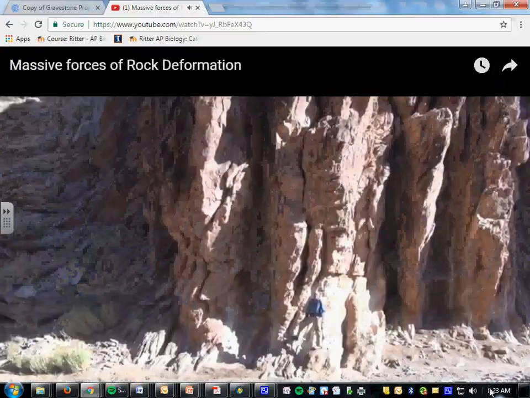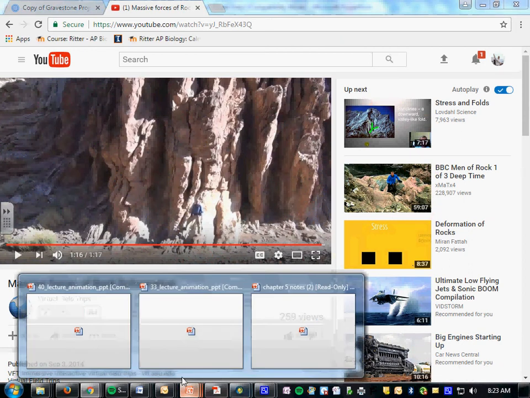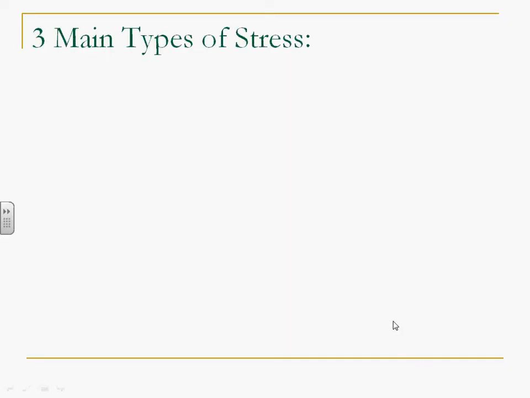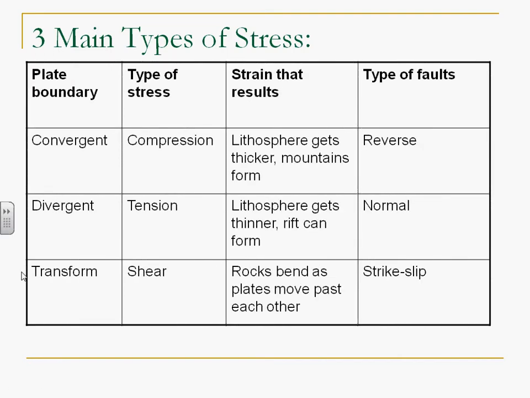So what this guy basically just described was how the stress has changed the Colorado Plateau, right? Okay, what are our main three types of stress? Okay, convergent, divergent, and transform boundaries. So when we think about this, okay, converge. All of us are going to converge on the football field this afternoon, and we are going to cheer on our team to victory. What does converge mean? Come together.